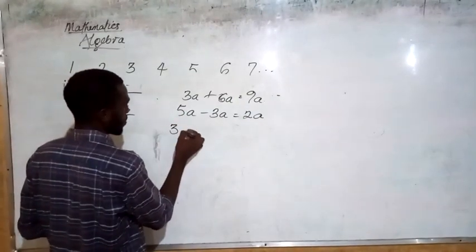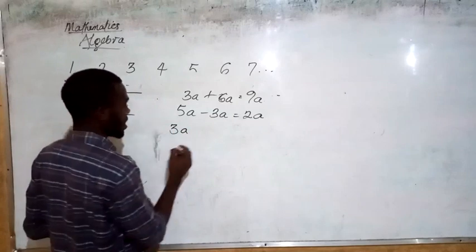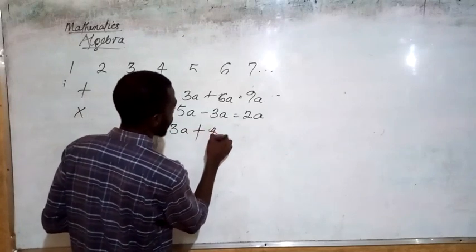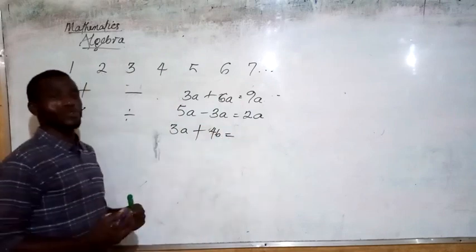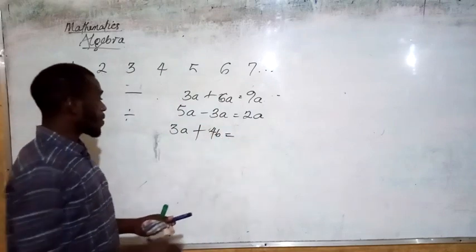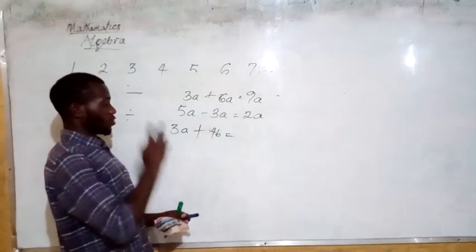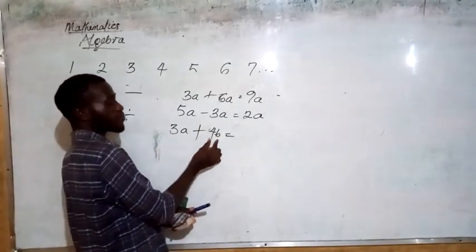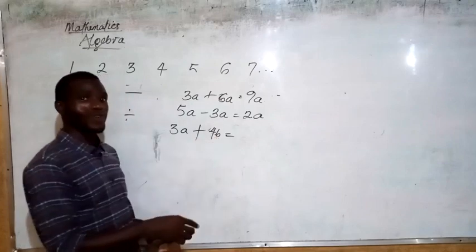I gave you something like 3a plus 4b. Now, how do you solve this? This is what you do, because the algebras are now different. So it could be this: it could be 3 apples plus 4 balls.